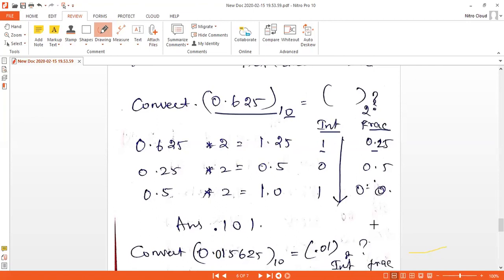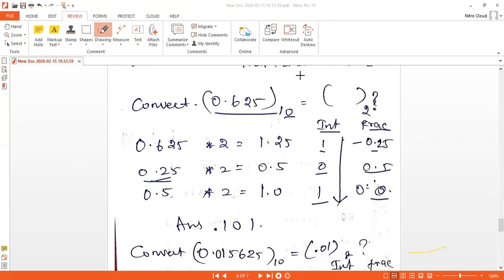Then take the fraction part. I take 0.25 here. Multiply by 2, you will get 0.5. 0.25 into 2 is 0.5, correct? Whole number is 0 and the fraction is 0.5. Now I take 0.5 again. 0.5 into 2 equals 1. The whole number is 1 and the fraction is 0. So till how many steps do we need to do like this? Till you get your fraction 0, it is advised to proceed.